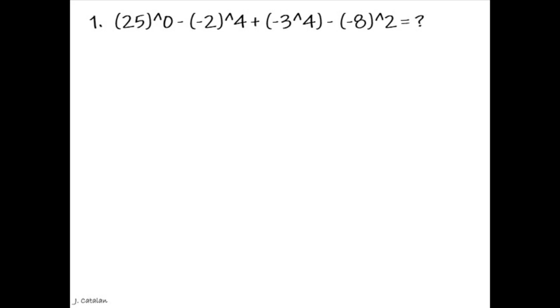25 to the power of 0, subtracted by the result of -2 to the power of 4, added by the result of -3 to the power of 4, subtracted by the result of -8 squared, is equal to what? Solution.